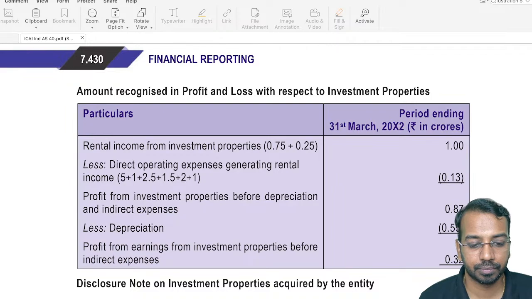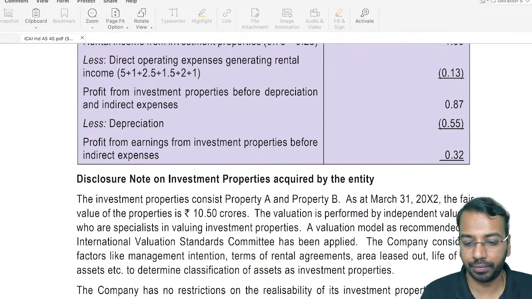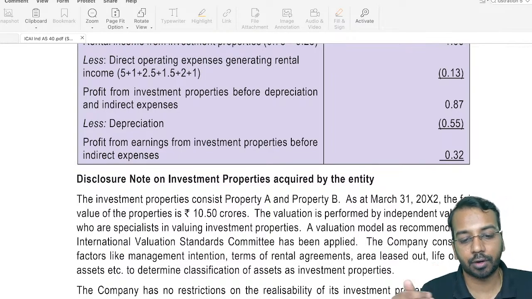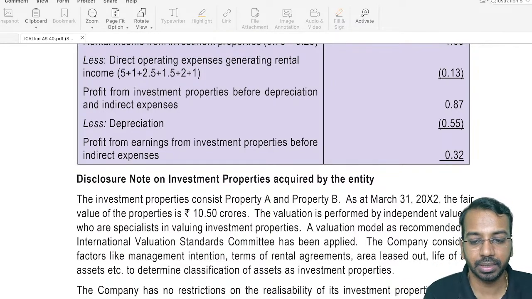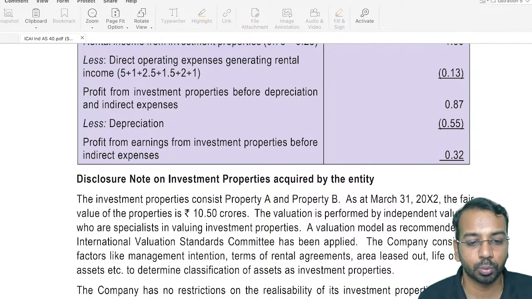Then profit before indirect expenses. So we will consider whatever is the profit before indirect expenses. Then depreciation as calculated above, 0.55, we will reduce that, and then profit from investment properties before indirect expenses is 0.32. Now, the breakup of indirect expenses is not required. Only direct expenses is what you will consider.